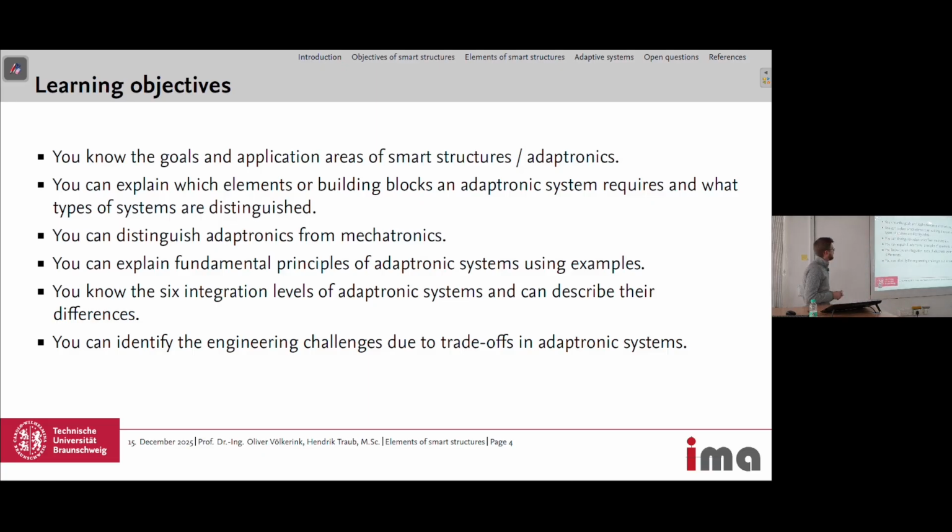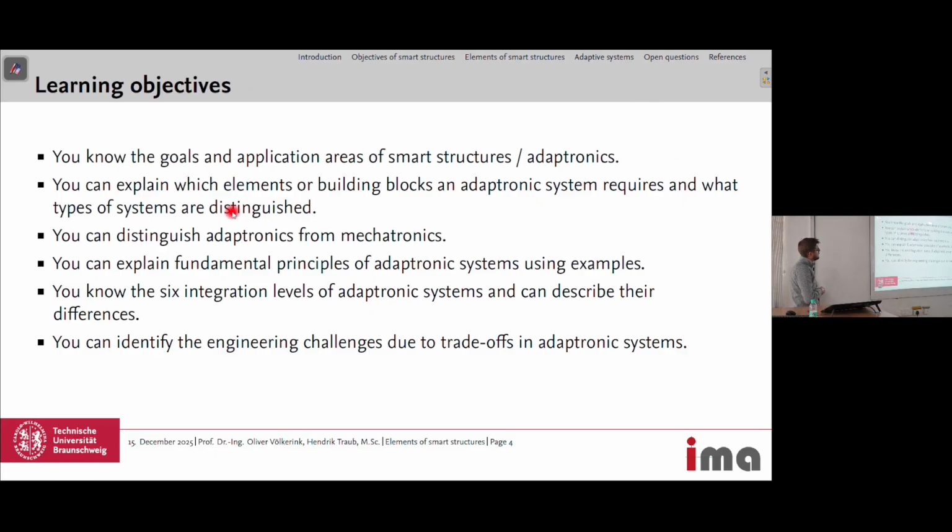So what are the learning objectives of this lecture? The learning objectives are that you know the goals and application areas of smart structures or adaptronics. So our institute is called Institute of Mechanics and Adaptronics, which is a German word for smart structures. I will get to it in a few minutes.